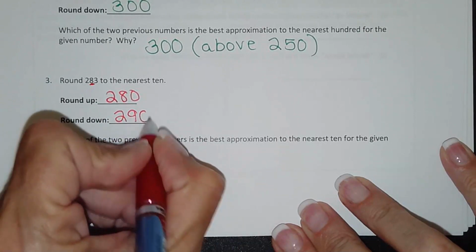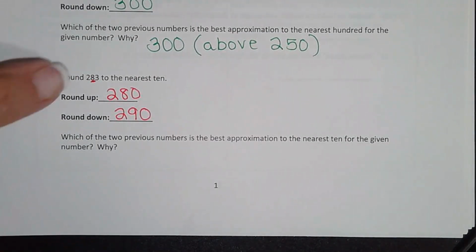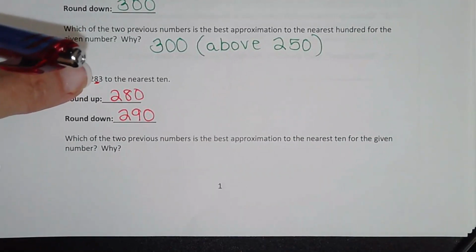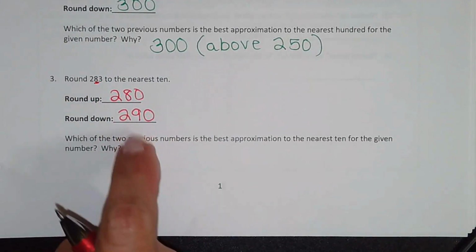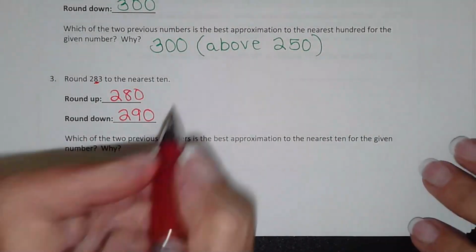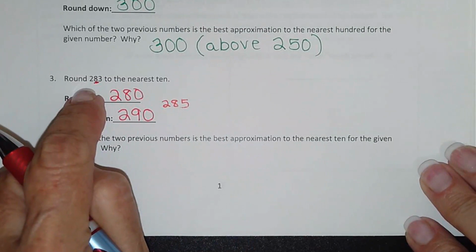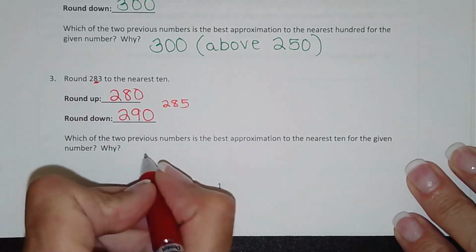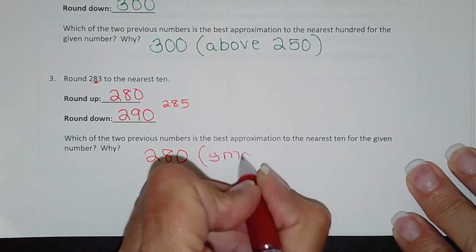And I've had students on tests before in this section, and they would just write 80 and 90. You can't lose the 2. You ignore it when you're deciding rounding down and rounding up. 83 is in between 80 and 90, but you must include the 2. So that cannot be left off. And in between would be 285. And 283 is smaller than 285, so it goes to 280. So smaller than 285 is the reason.